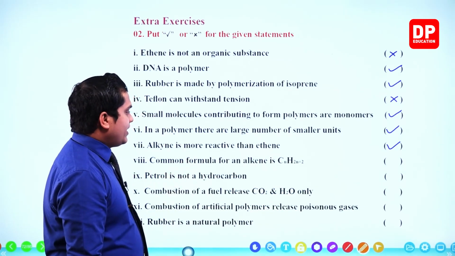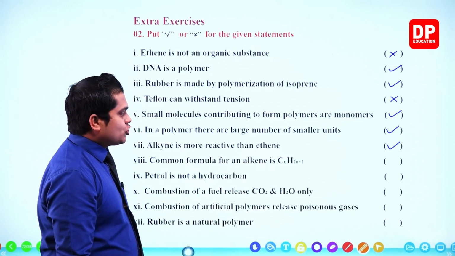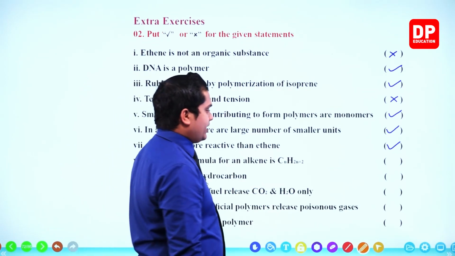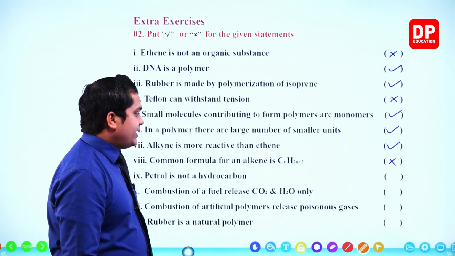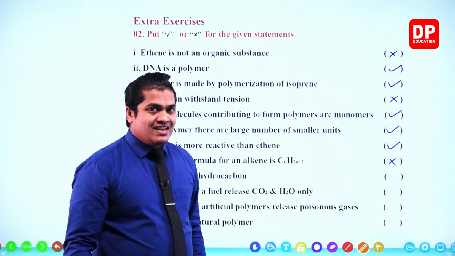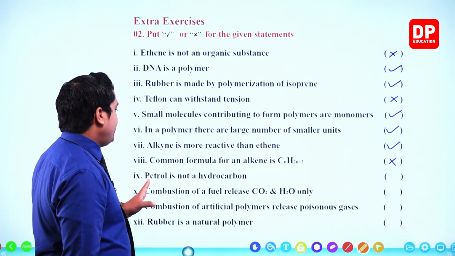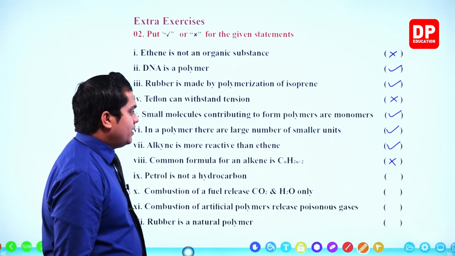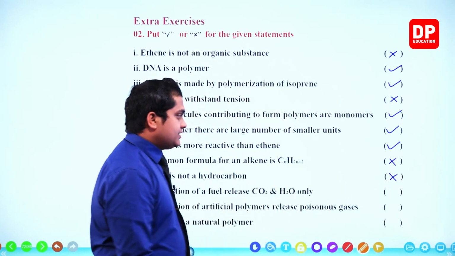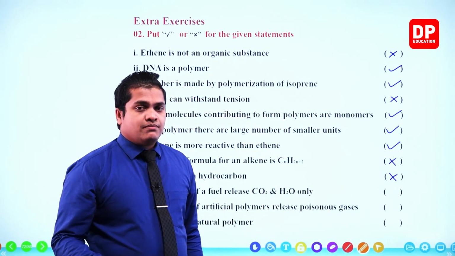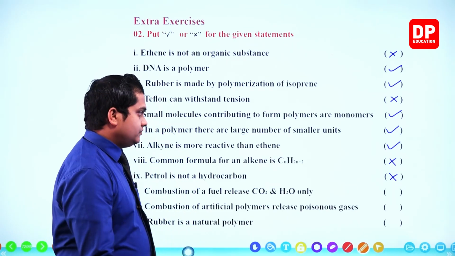Common formula for an alkene. See, alkene is CnH2n plus 2. Incorrect. Common formula for an alkene is CnH2n. Next one. Petrol is not a hydrocarbon. Incorrect. Petrol is a hydrocarbon. The most abundant hydrocarbon present in petrol is octane. Next one.